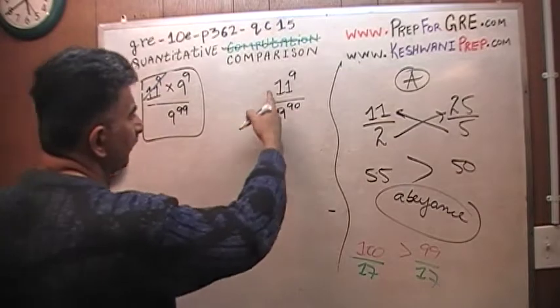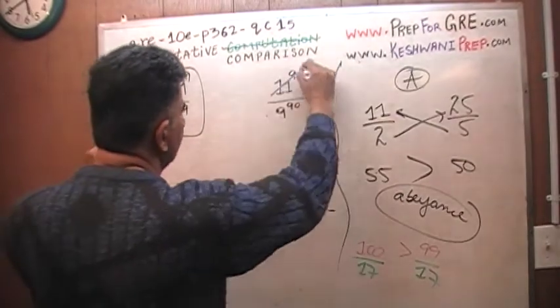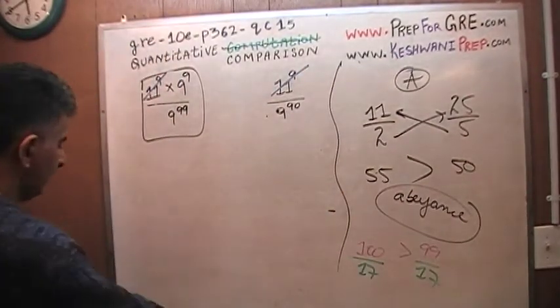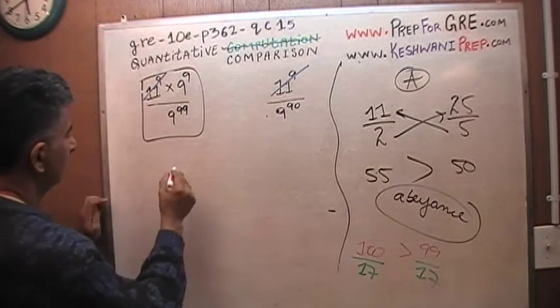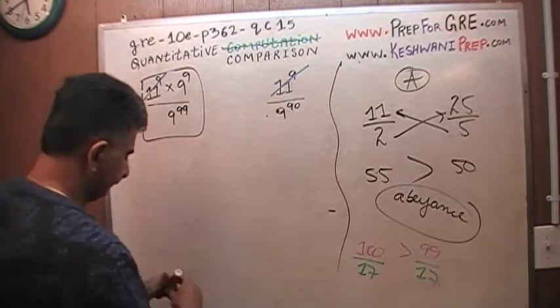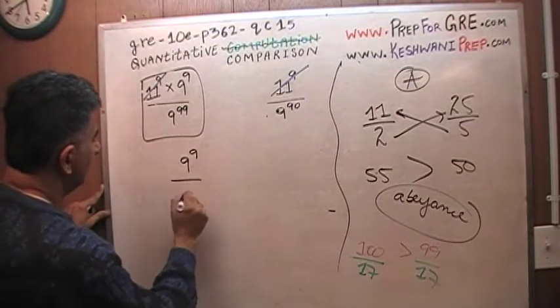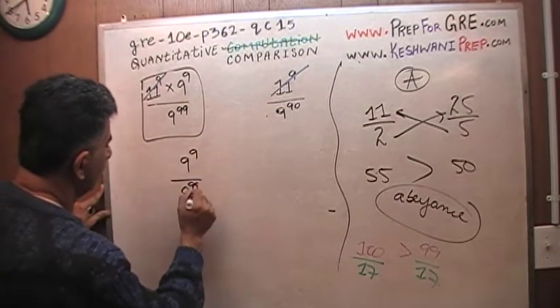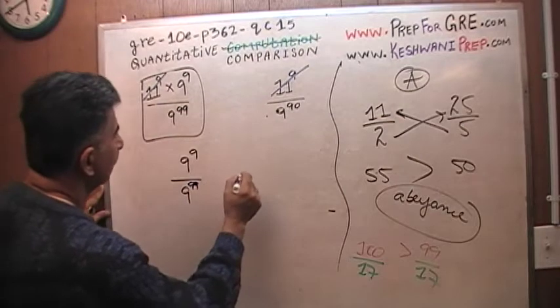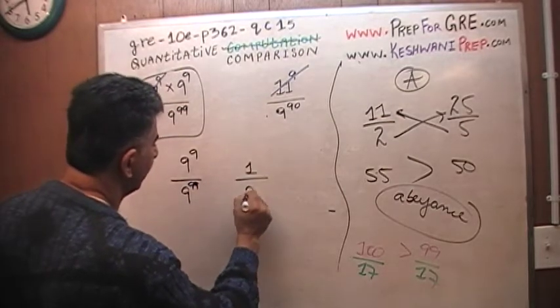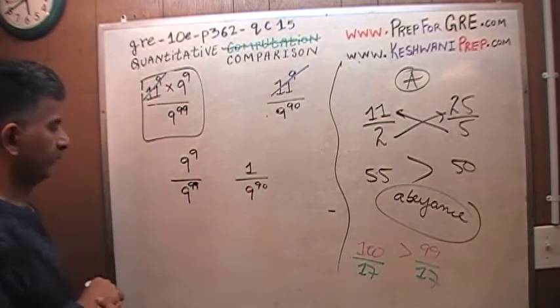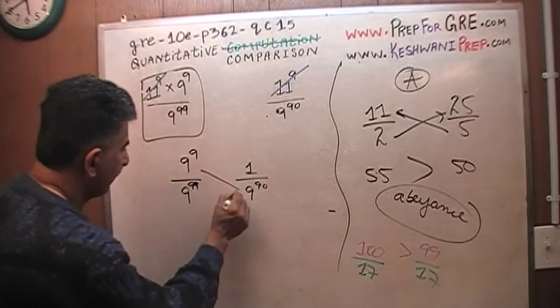And similarly, I'm going to divide this quantity by 11 raised to 9, it drops out. So now what we're left with is 9 raised to 9 over 9 raised to 99 versus 1 over 9 raised to 90. Now we cross multiply.